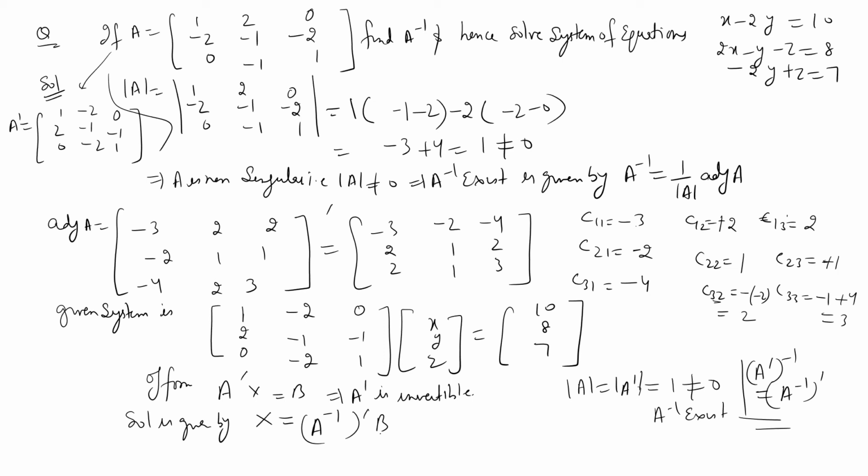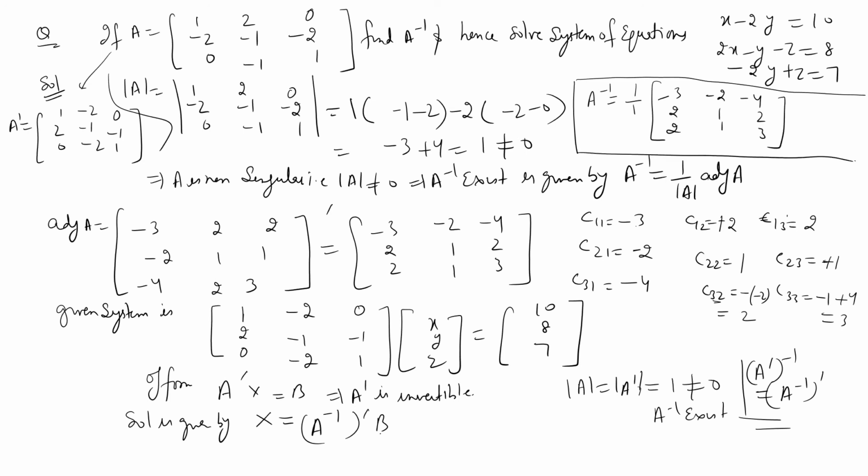So what will be my A inverse? Firstly, I compute my A inverse here. My A inverse is 1 upon determinant A, which is 1 upon 1, and the adjoint is the matrix I obtained here: minus 3, 2, 2, minus 2, 1, 1, and minus 4, 2 and 3. So it itself is the A inverse. But here I need to take the transpose of this. So A inverse whole transpose into B.